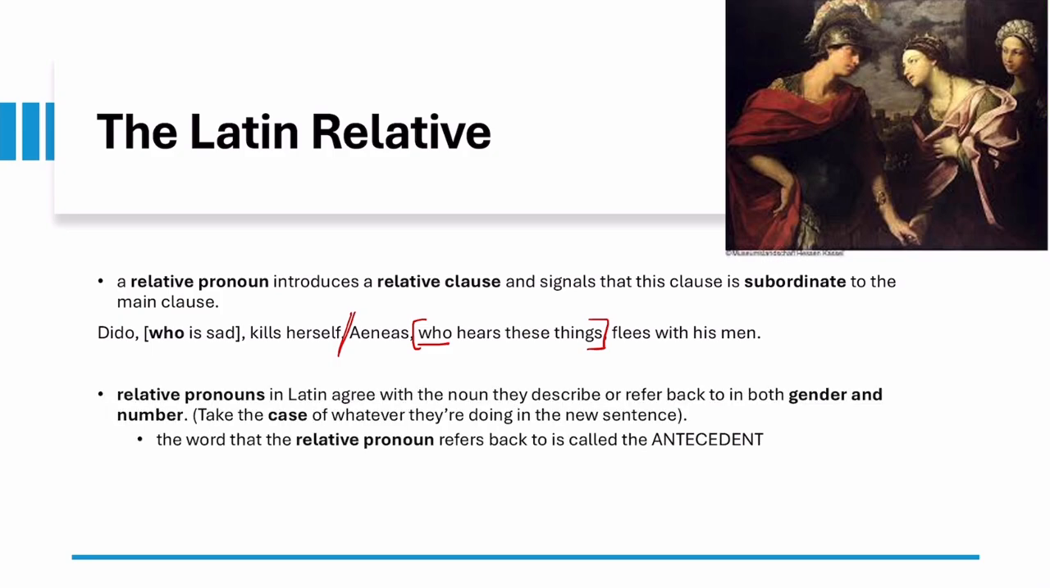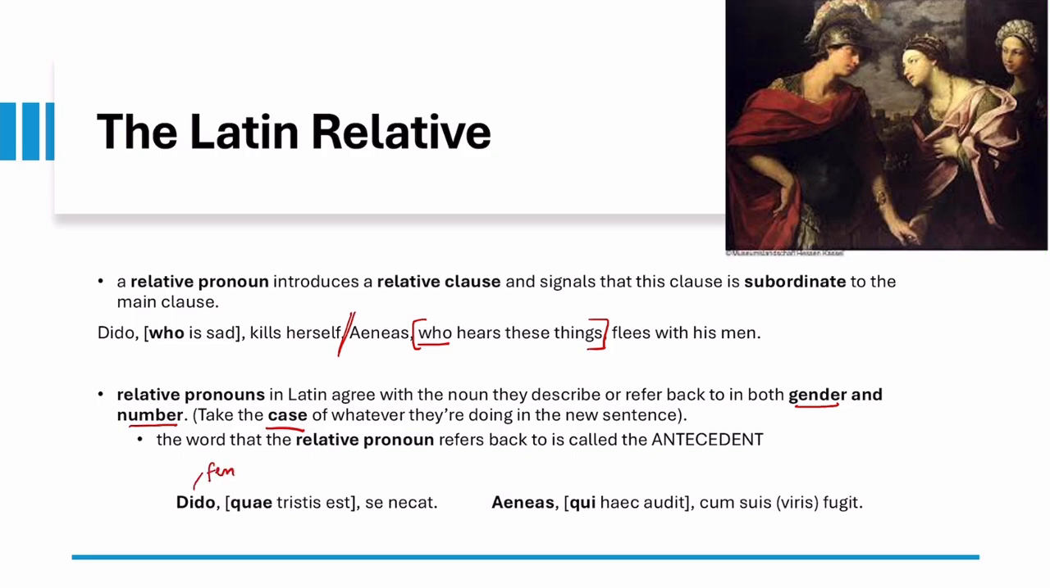So, as I said, they must agree back in gender and number, and they take the case of whatever they're doing in the new sentence. So, here we have Dido, who is sad. So here, Dido, feminine, singular, nominative. Now, in the relative clause, who is sad, she actually is still our subject, so quae is exactly the same.